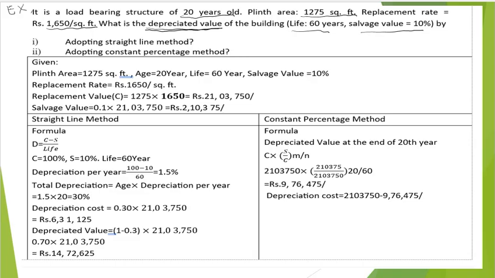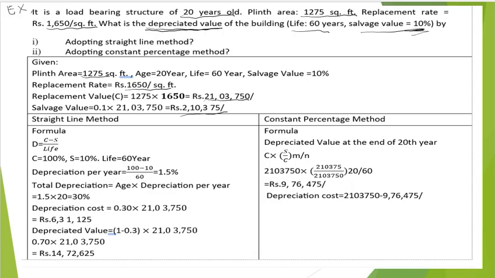So you multiply the plinth area with the replacement rate 1650. That will give you the replacement cost. So this is the replacement cost, 21 lakh 3750. Salvage value is 10%, which means 10% of 21 lakh 3750. It is 2 lakh 10,375. Now we are using two methods. First is the straight line method, second one is the constant percentage method.